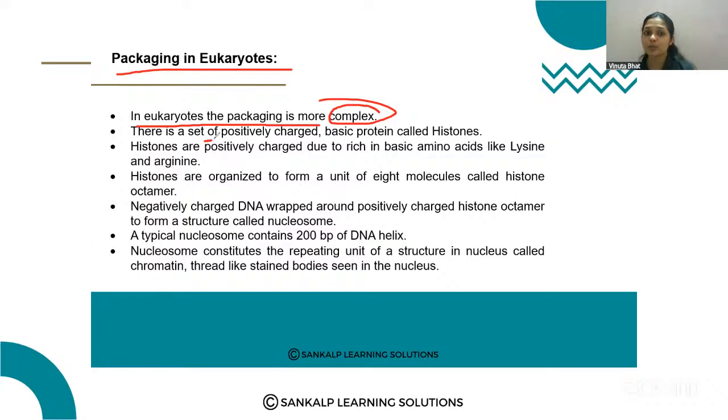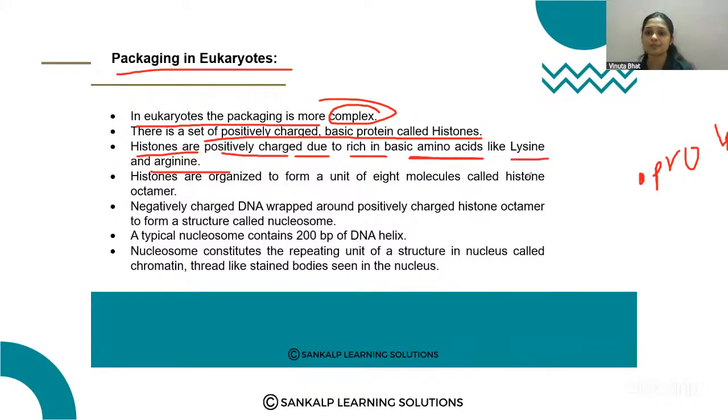There is a set of positively charged basic proteins called histones. Inside the nucleus, there are positively charged proteins. These proteins are called histones, and this DNA is negatively charged, right? So oppositely charged molecules attract each other. Histones are positively charged due to being rich in basic amino acids like lysine and arginine.